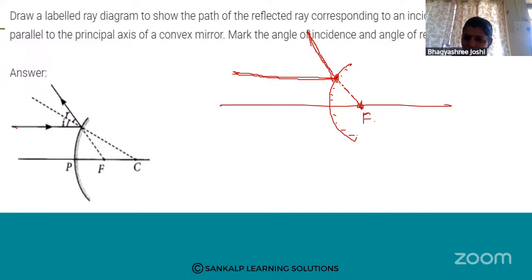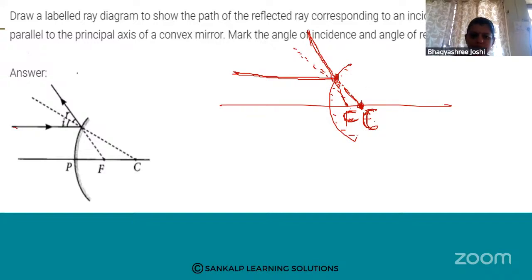Okay, at this point. And when you draw a normal, that is center of curvature, we will call center of curvature. Okay, so this we will call center of curvature and this is F. See, if you drag this line, then this is F, principal focus F. And if you draw a normal, when you drag this normal, then it is center of curvature C.